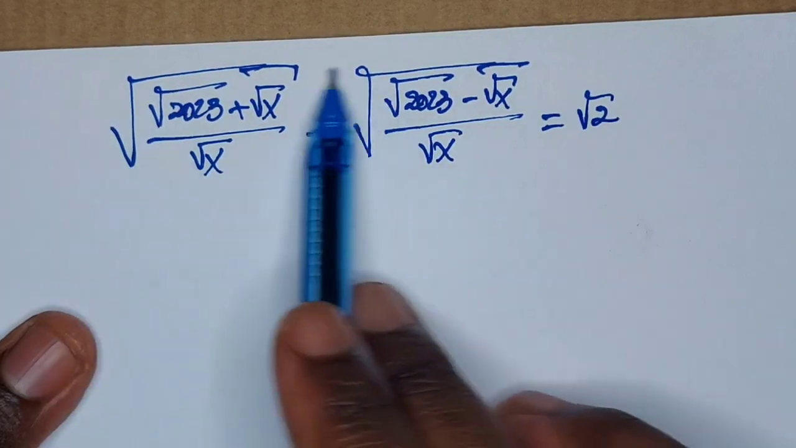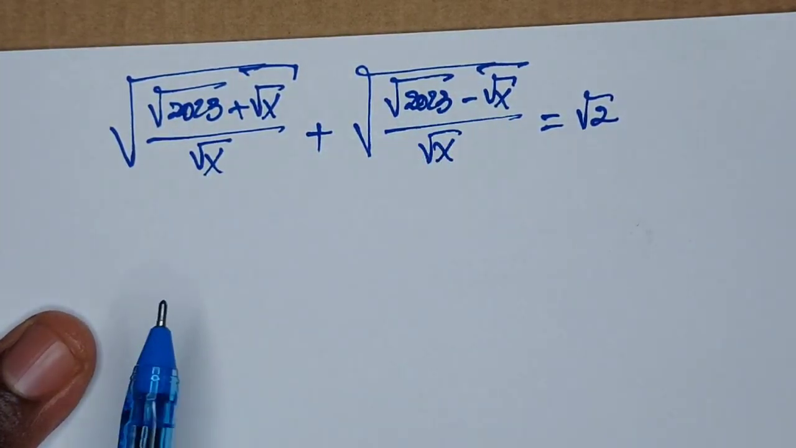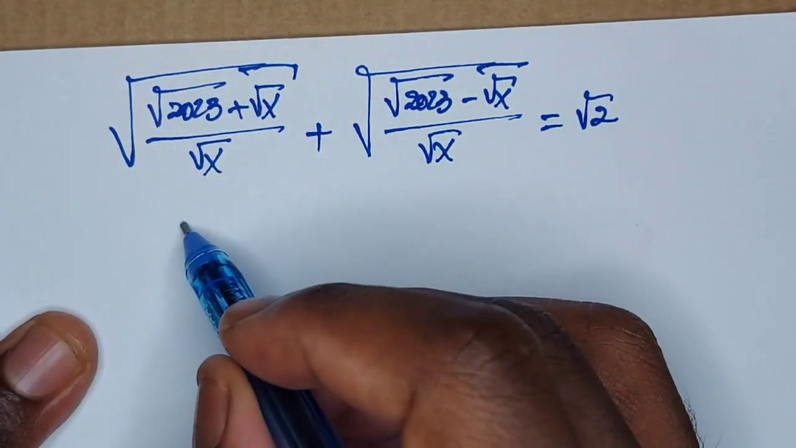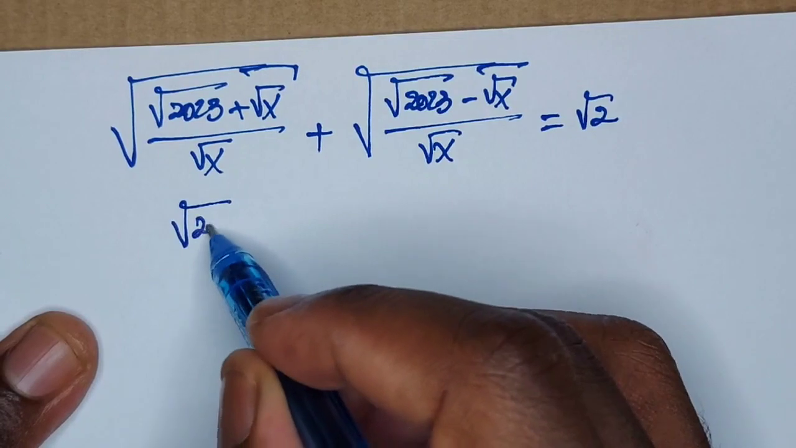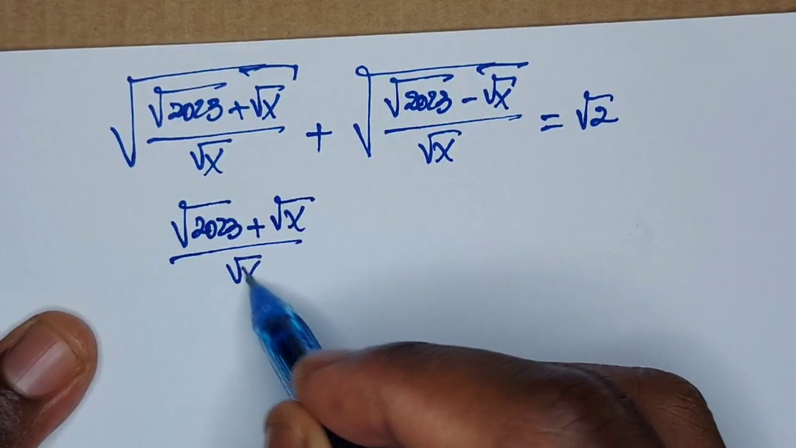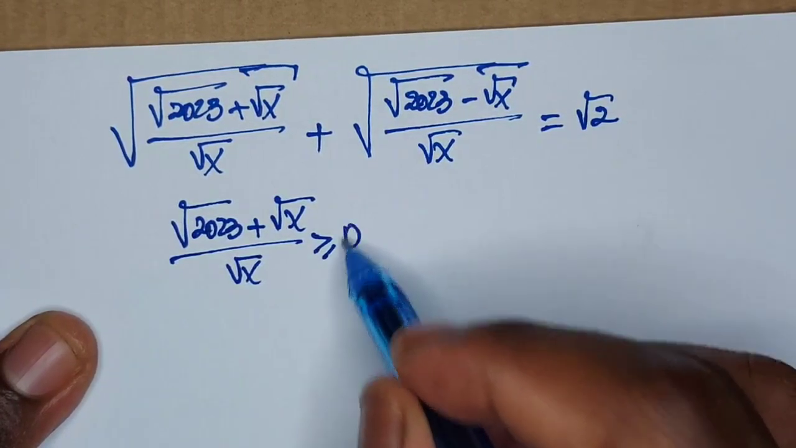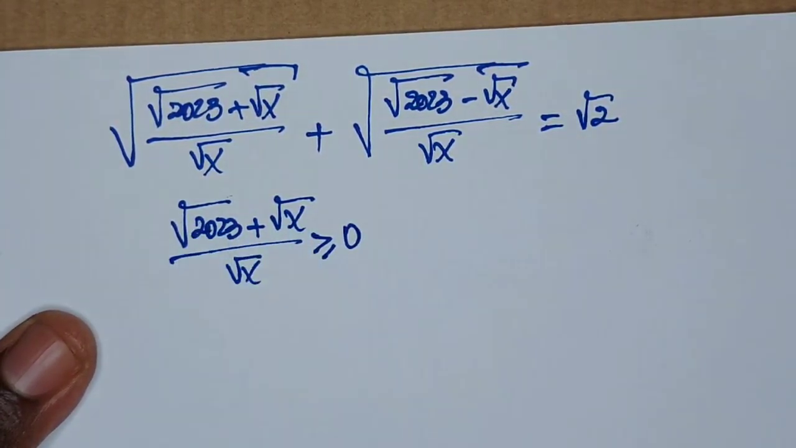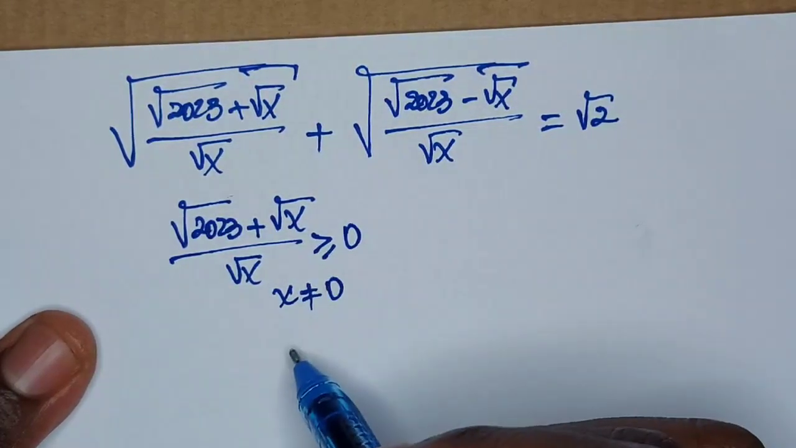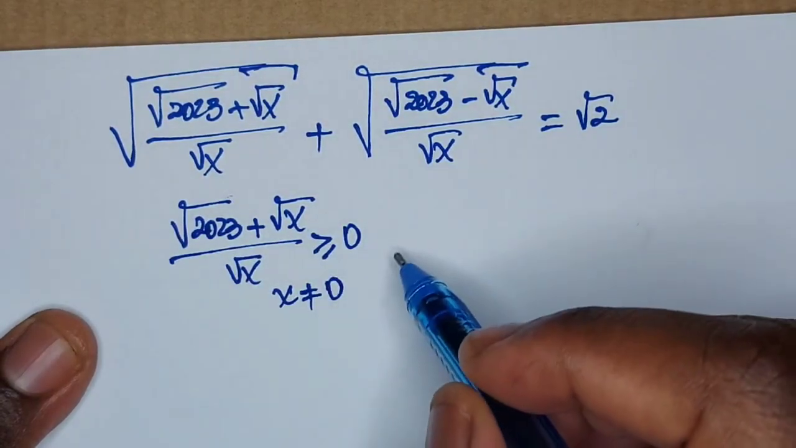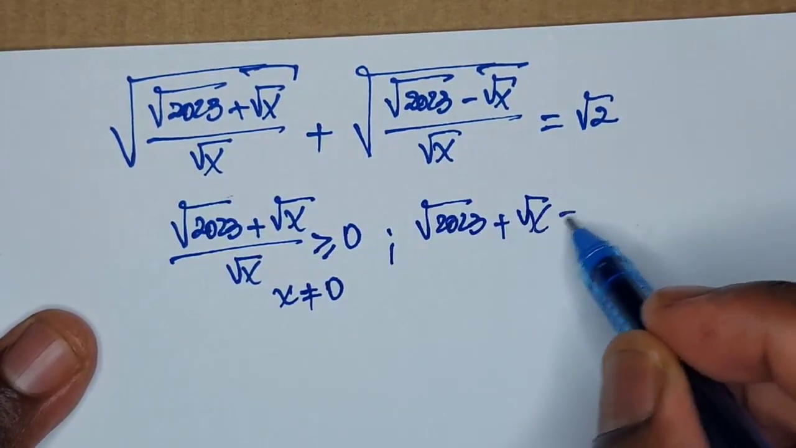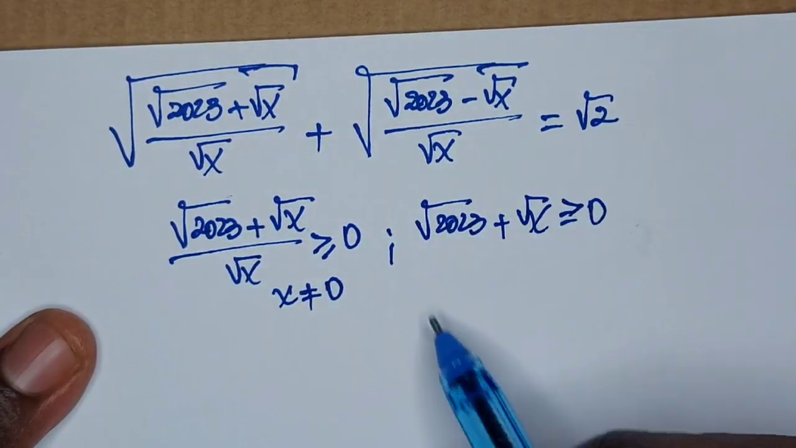first of all, this is a square root, so this part and this part have to be greater than or equal to 0. So solving this first part, we're going to have square root of 23 plus this root of x over root of x has to be greater than or equal to 0. So from here we have that x has to be different from 0, and this part, square root of 23 plus square root of x, is greater than or equal to 0.